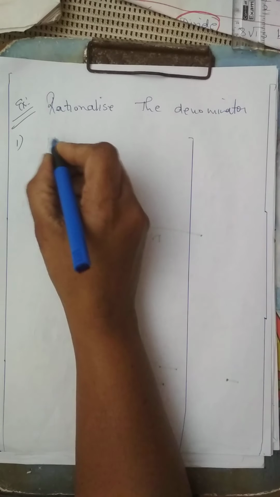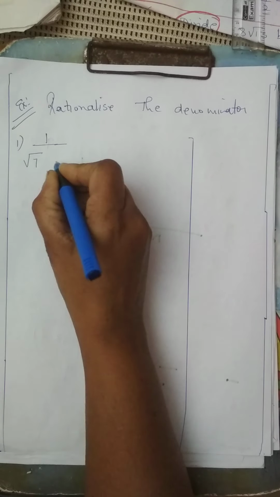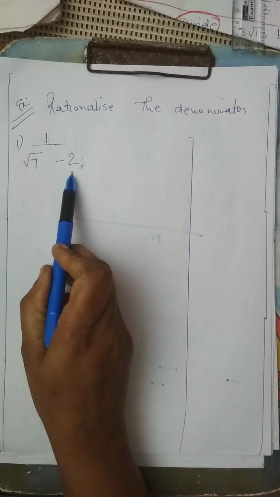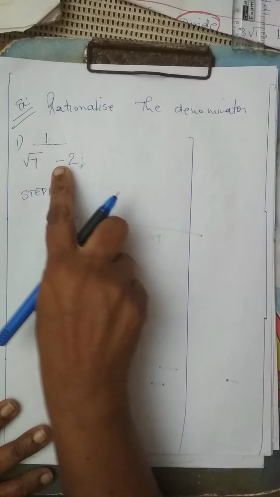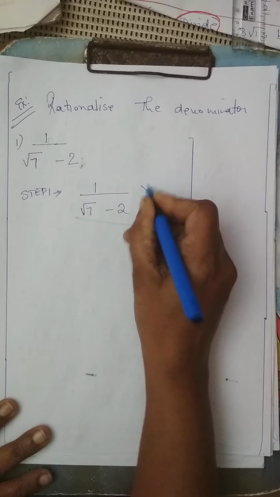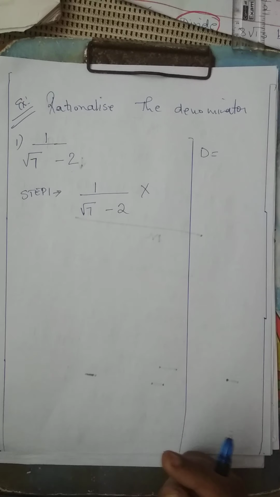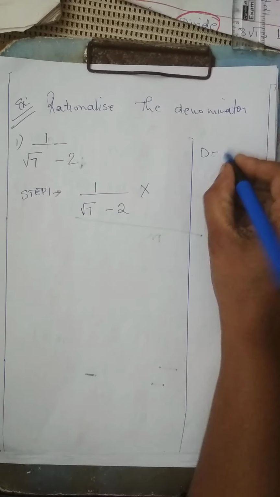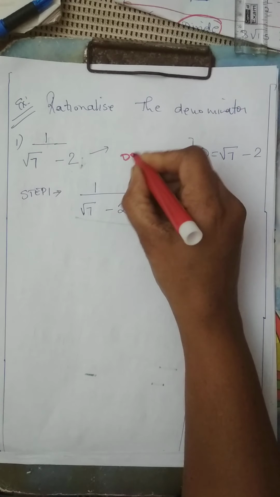Now we start with the first sum, that is 1 upon root 7 minus 2. The root is on 7, not on 2. So what is step 1? Step 1 is we take this number 1 upon root 7 minus 2 and we multiply. Now tell me, I hope you all are doing the sum along with me. What is the denominator? Denominator is root 7 minus 2. Don't forget, this is the denominator.